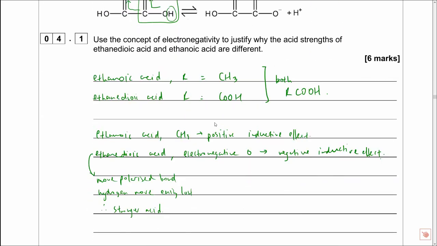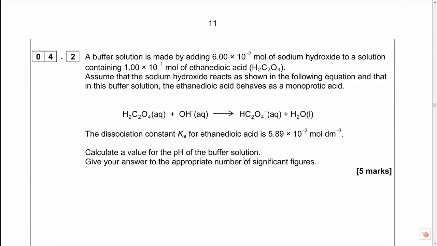So I'll put that back up there. Going to go on now. Question 4.2, a couple of bits, then question 5, then we're on to multiple choice. So, oh, love buffers. A buffer solution is made by adding sodium hydroxide to a solution. Oh, it's the more difficult buffer question. These are tough because they involve you making the buffer, but we'll see what information it gives you here.